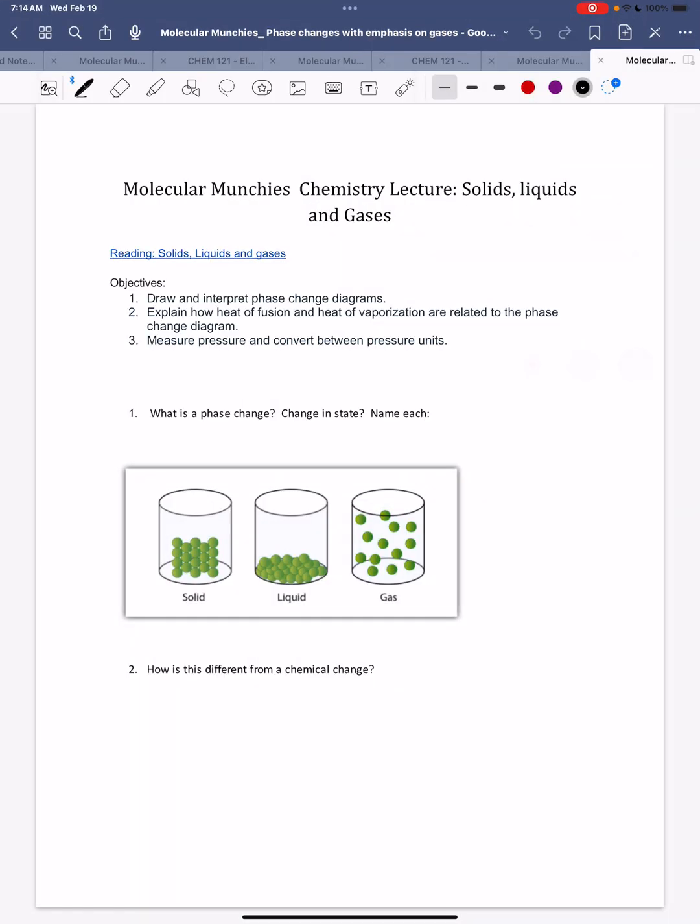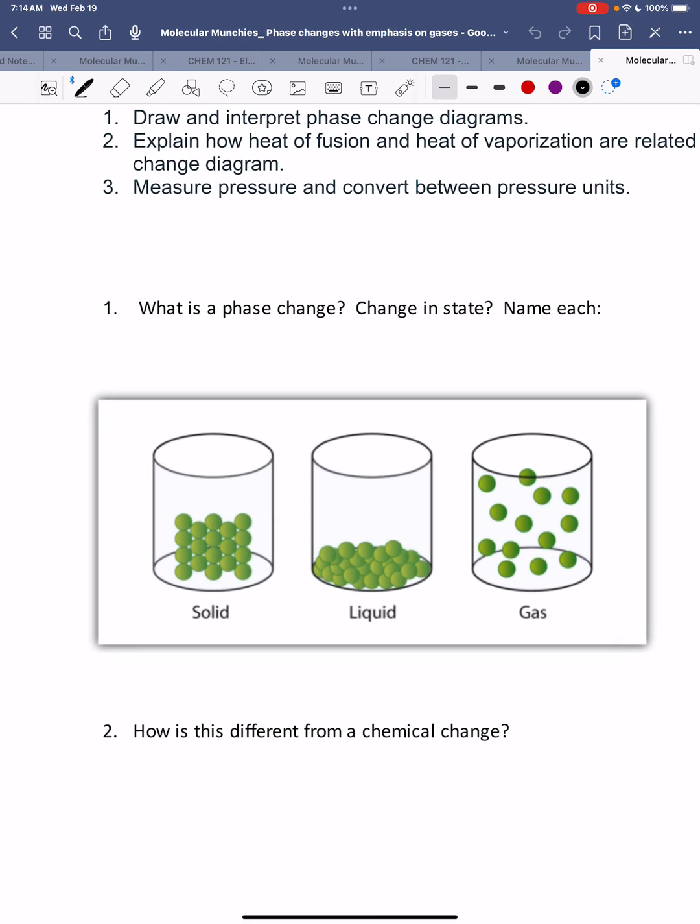Hello, chemistry students. We are moving right along and we are moving into an abbreviated version of understanding phase changes, a little bit about gases, but not too much. So essentially we're going to talk about this picture right here where we're looking at a phase change, and we've spoken about this before. Phase changes are just simply a change of state.